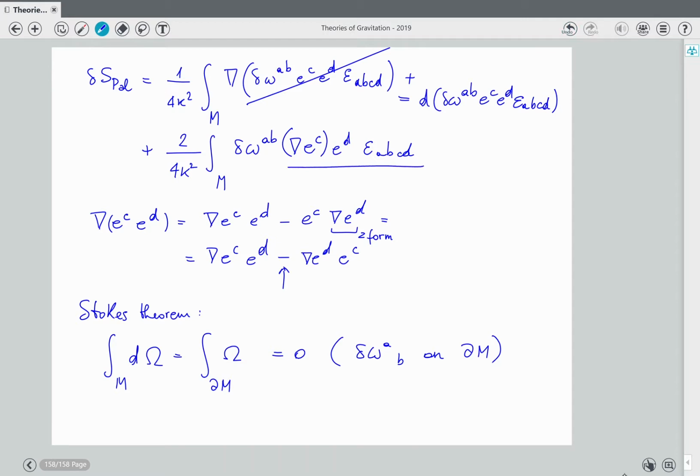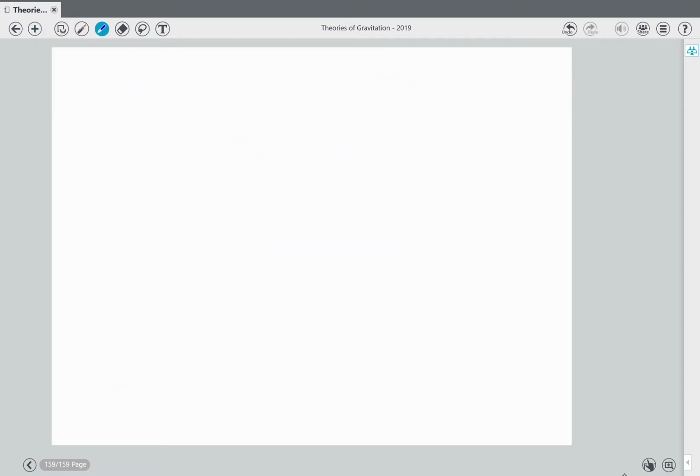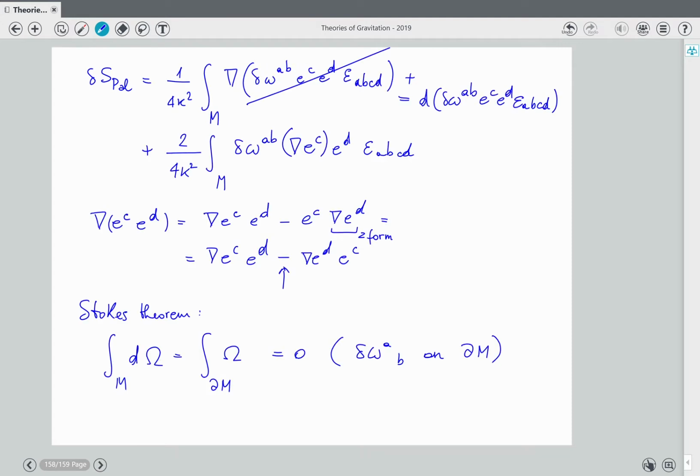And we want to show that this being 0 for every delta omega AB implies that the torsion is indeed 0. Now this is just an exercise with indices. We just have to do it and check that this is indeed correct. So again, we have written that as 1 over 2k squared delta omega AB. Then we have the torsion, let's call it T C E D, epsilon ABCD.